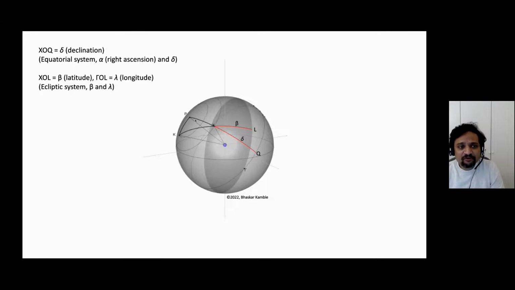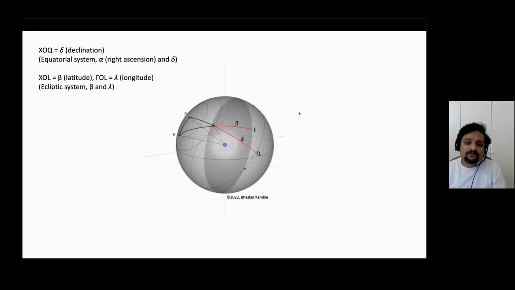But if you use the ecliptic system of coordinates, you will have two quantities for the coordinates, known as the latitude and the longitude. The latitude is given by the angle XOL, which is the angular separation of the object from the ecliptic circle, and the angle LO gamma would be the longitude. This is not to be confused with the terrestrial latitude and longitude as we know on the Earth. These are not related to that.